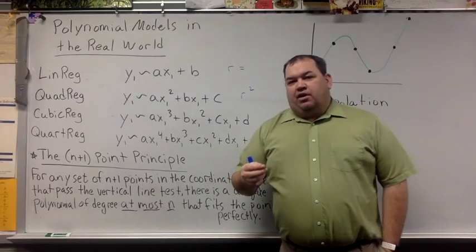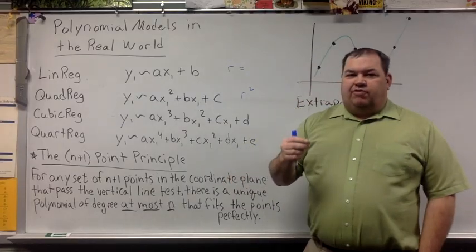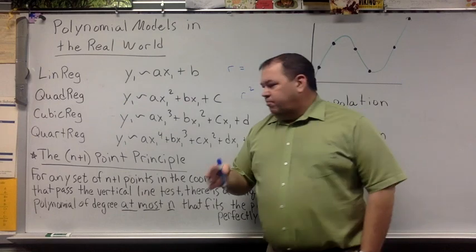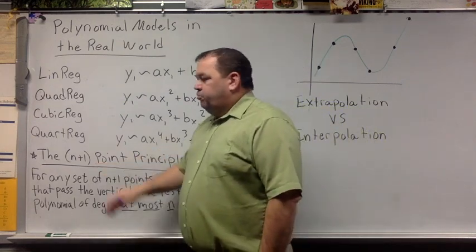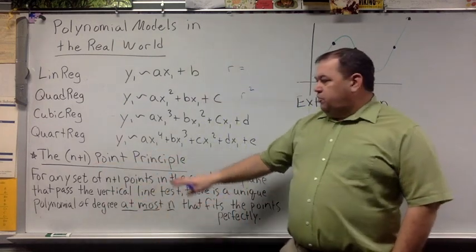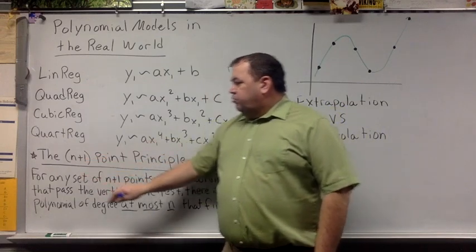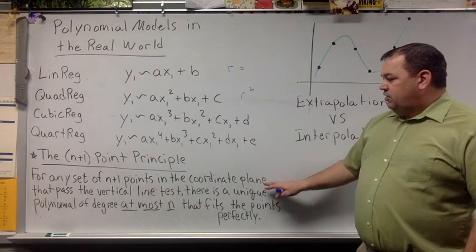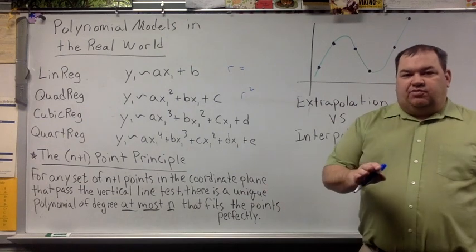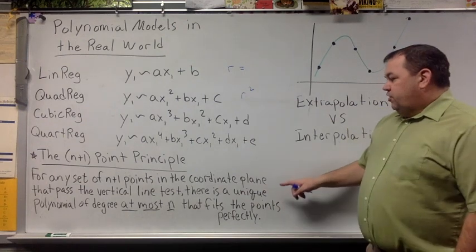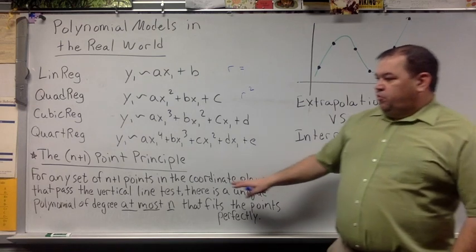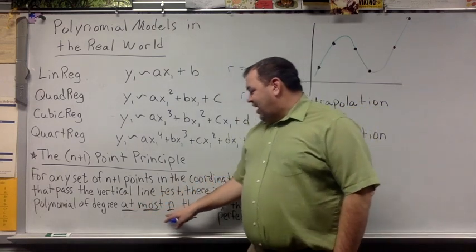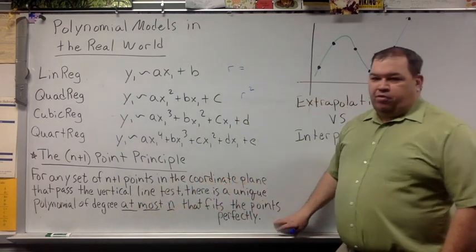But we have something at our disposal that's actually even a little easier to get us in the right mindset. It's called the point principle, and your book calls it the n+1 point principle. The point principle says for any set of n+1 points in the coordinate plane that pass the vertical line test, there is a unique polynomial of degree at most n that fits the points perfectly.